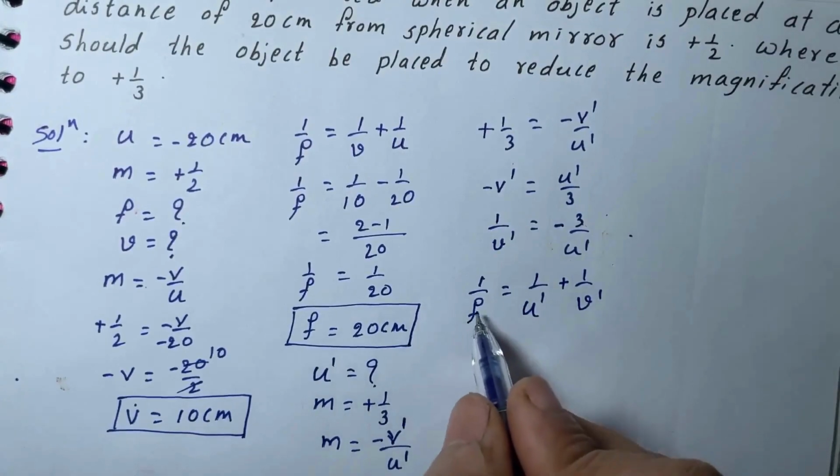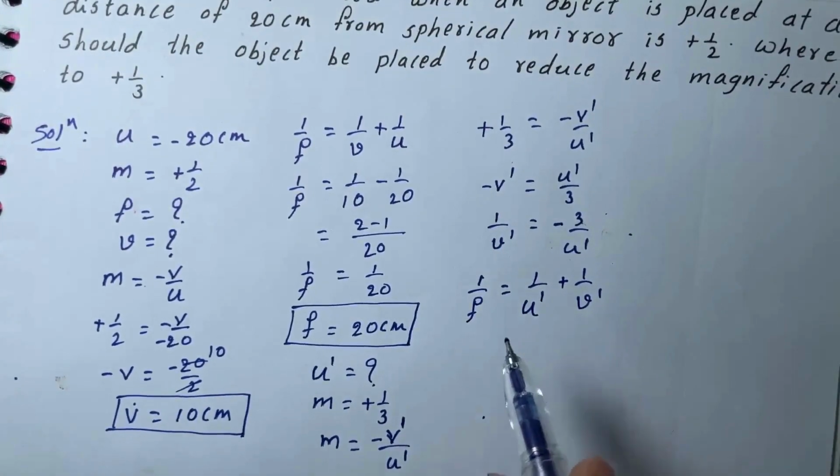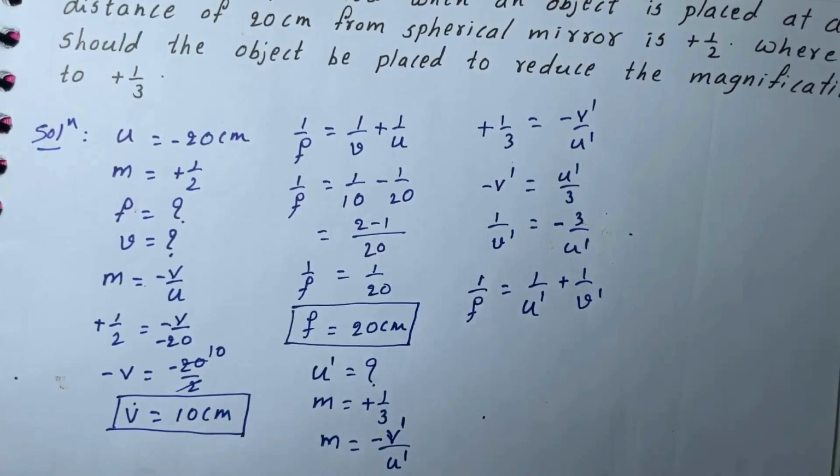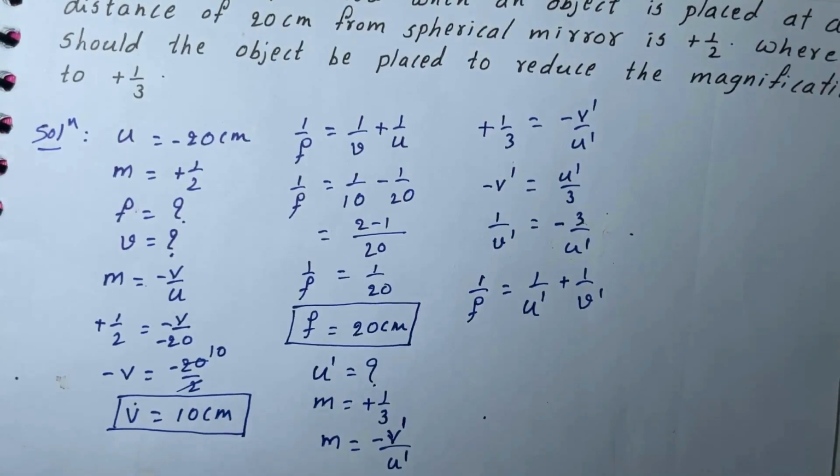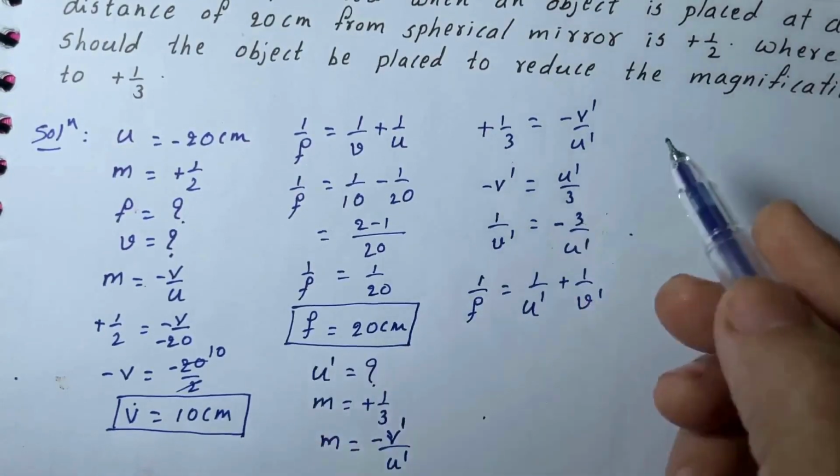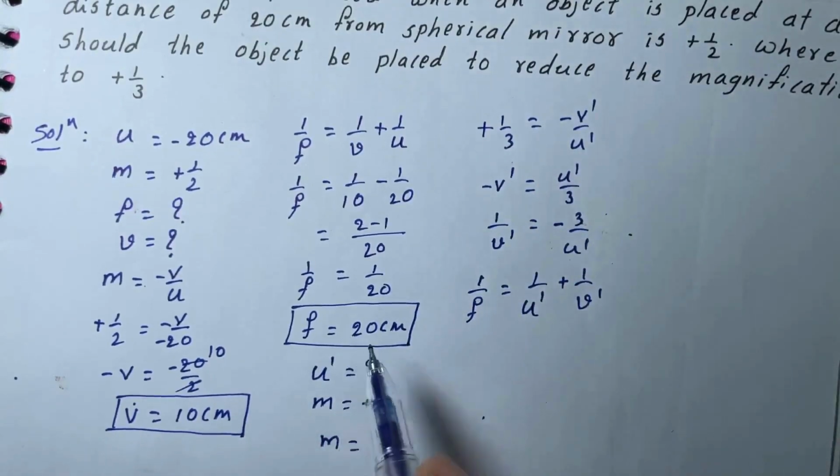And 1 by f, focal length remains constant. Focal length of one mirror remains constant whatever the situation, whatever the object distance, whatever the image distance and whatever the medium. In any medium, the focal length of one particular spherical mirror remains constant. So here the focal length of this given spherical mirror is 20 centimeters.